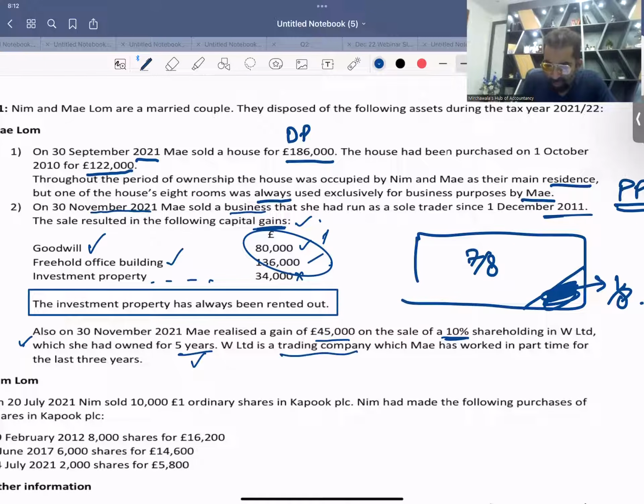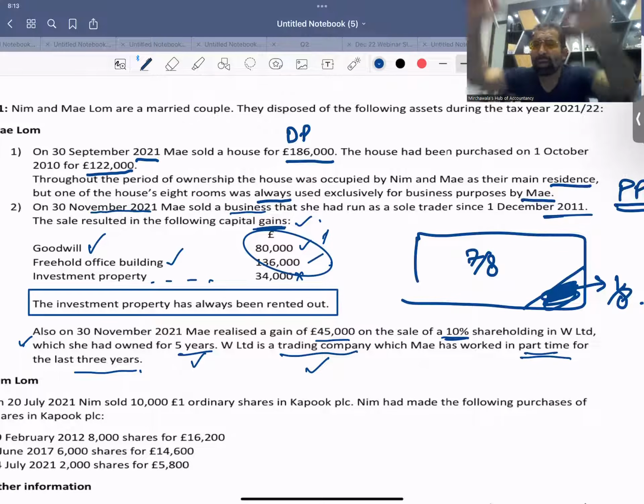It's a trading company. Excellent. Then, she has worked part-time. Yes, a part-time job is also a job, for the last 3 years. So yes, if you see, we have met all the requirements of the shares route.